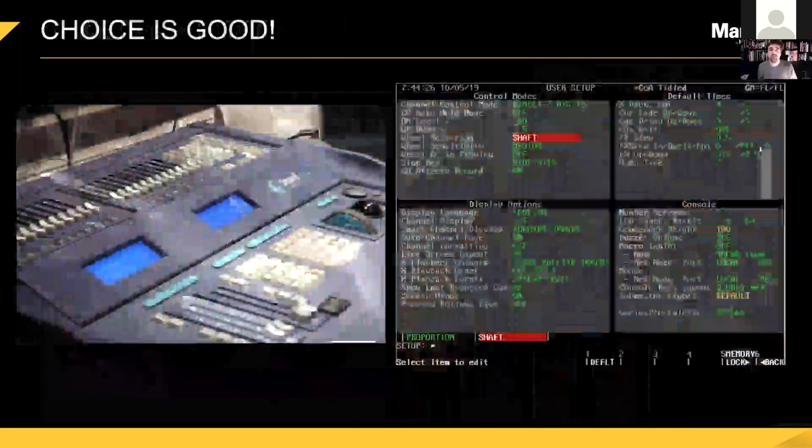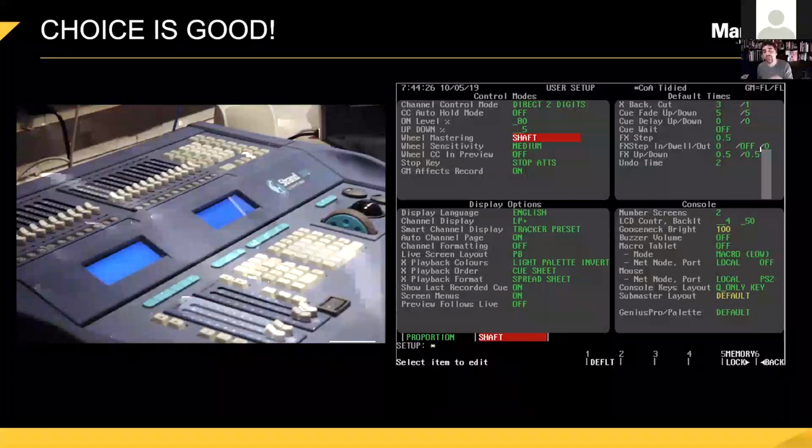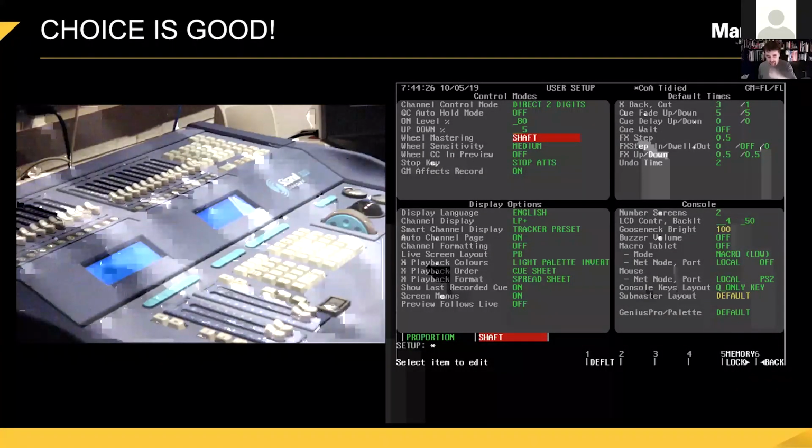But a thing that has been lost lately, I've noticed, is the choice about how your wheel behaves doesn't always exist. Whereas it used to be able to say, I want my wheel to behave like a shaft, or like what they would call proportional mastering.